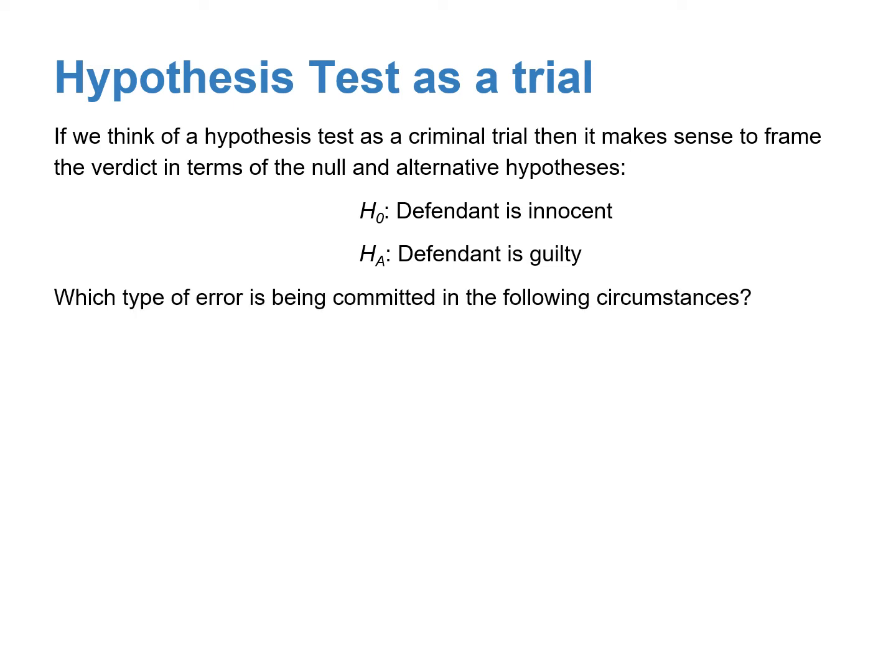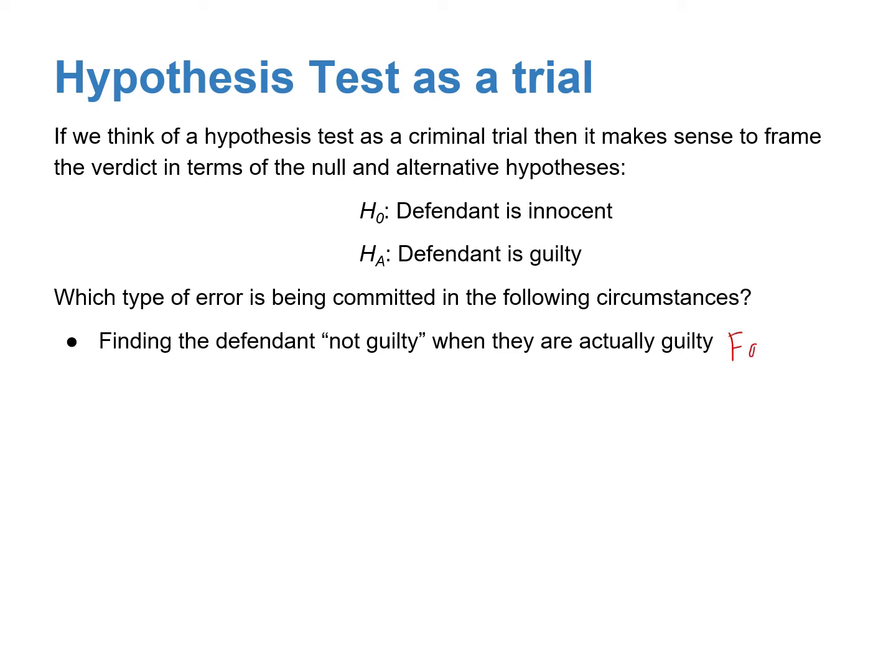So we can think about the types of error as being analogous to making these decisions. Finding the defendant not guilty when they are actually guilty means we haven't rejected the hypothesis of innocence, but really they are guilty. So this would be failing to reject when the alternative is true. Failing to reject, that's our type 2 error.